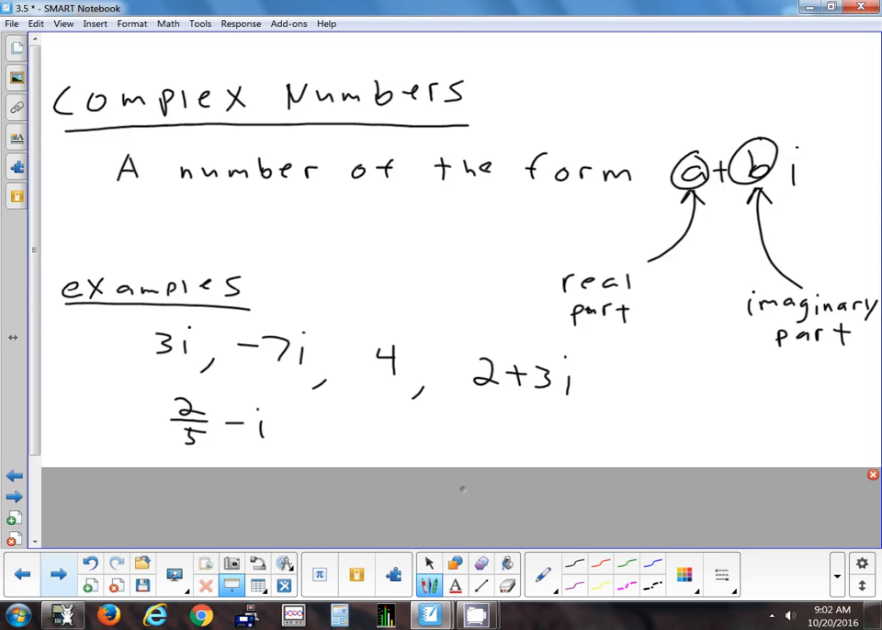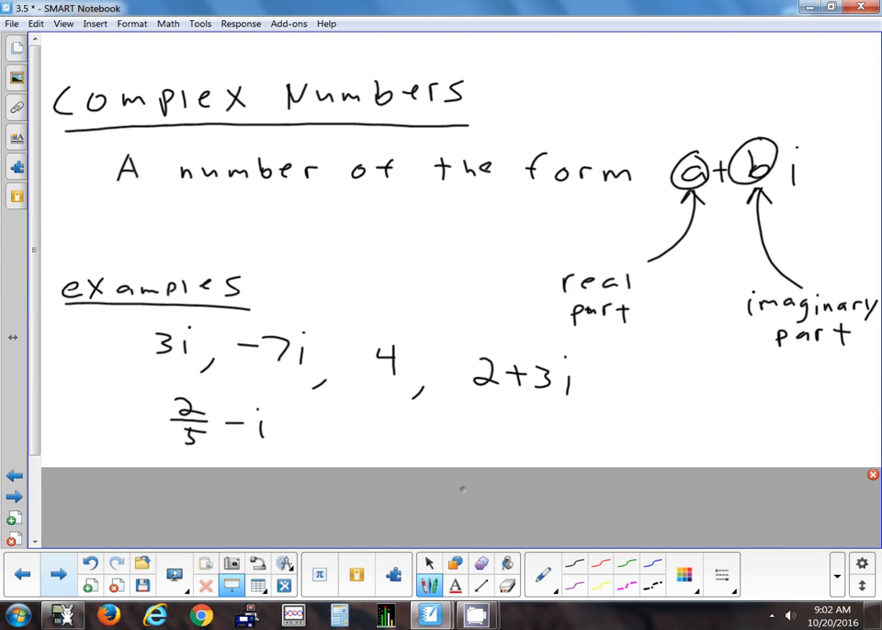Okay, so these are all examples of complex numbers. 2 plus 3i, real part's 2, imaginary part is 3. 2/5 minus i, real part is 2/5. Imaginary part, well, there's no number in front of the i, but what's invisible that's there? A -1. The imaginary part is -1.